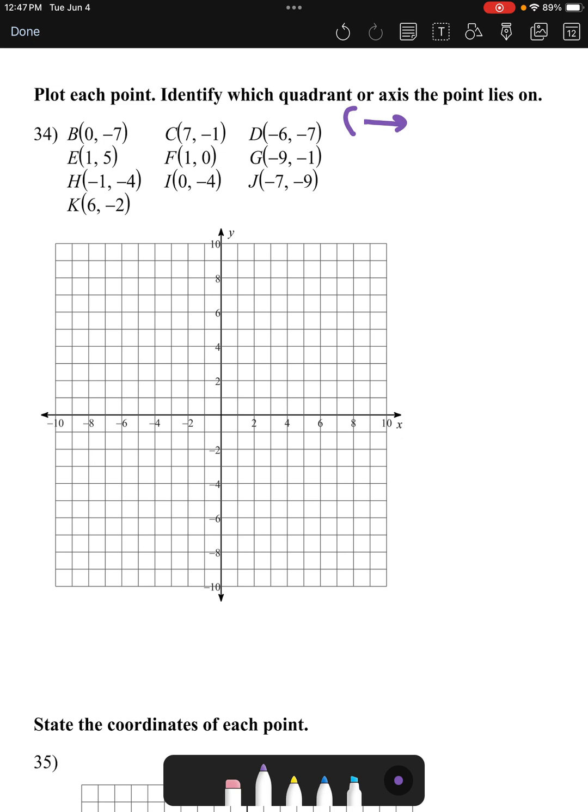Now remember, the first number tells us how far left or right to move from the origin. And I'm just going to highlight the origin so we always know where we're starting. So the first number, 0, says don't go left or right. Sorry, I just immediately put an extra dot I don't need. Let me fix that. The second number, -7, negative means to go down. So without going left or right from the dead center, we're just going to drop 7 places.